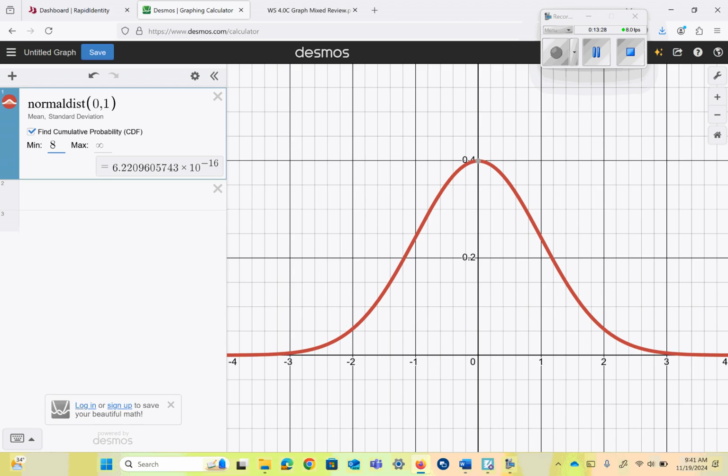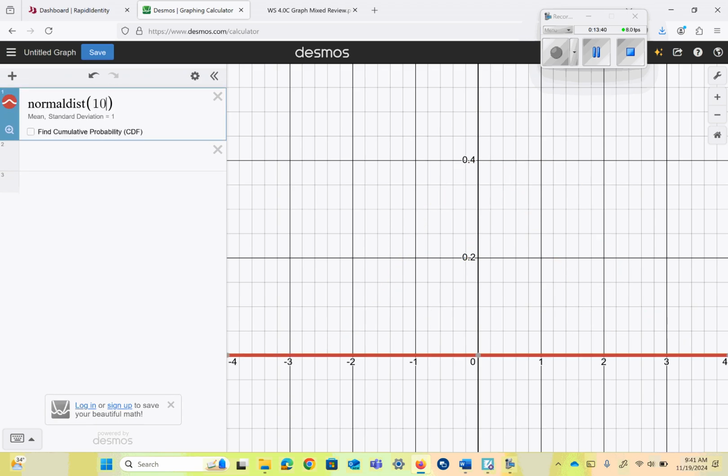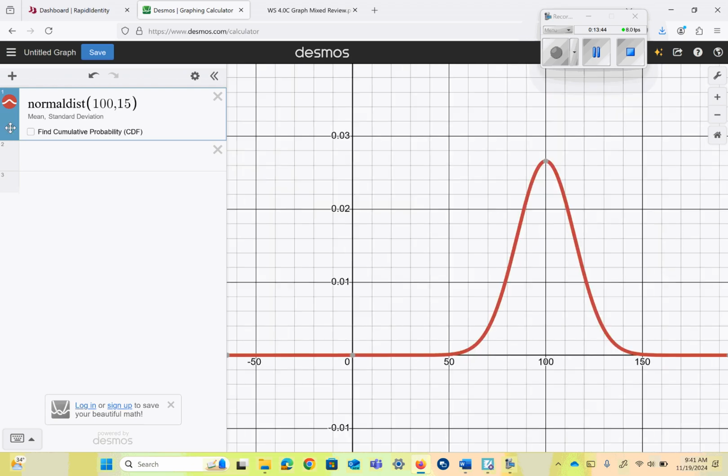But then it says IQs are normally distributed. So watch this. I'm going to get rid of that. So this is our normal distribution. But if I wanted to say, hey, let's do the IQs, if we do 100, 15, it's going to give us a normal distribution. You just have to make sure you hit the plus. So there's your normal distribution of IQ scores.